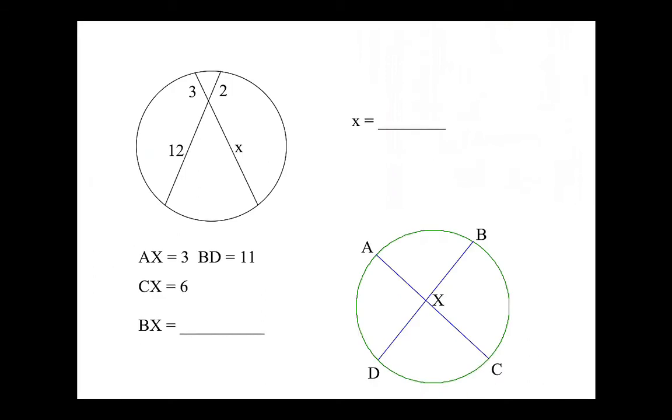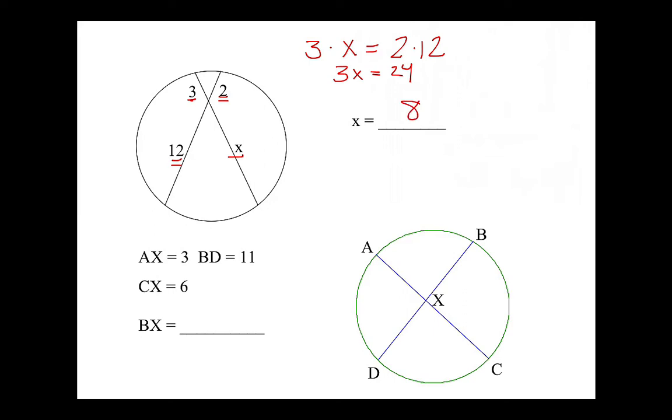So here's a couple of very basic examples. First example, 3 and x are on the same chord. So it's the two parts that are on the same chord that should be multiplied together. So 3 times x. And then 2 and 12 are the two pieces of the other chord, so those should be multiplied together. And the theorem says that those two pieces multiplied together should equal the other two pieces from the other chord multiplied together. So I get a very simple equation that says 3x equals 24. So x has to be 8.